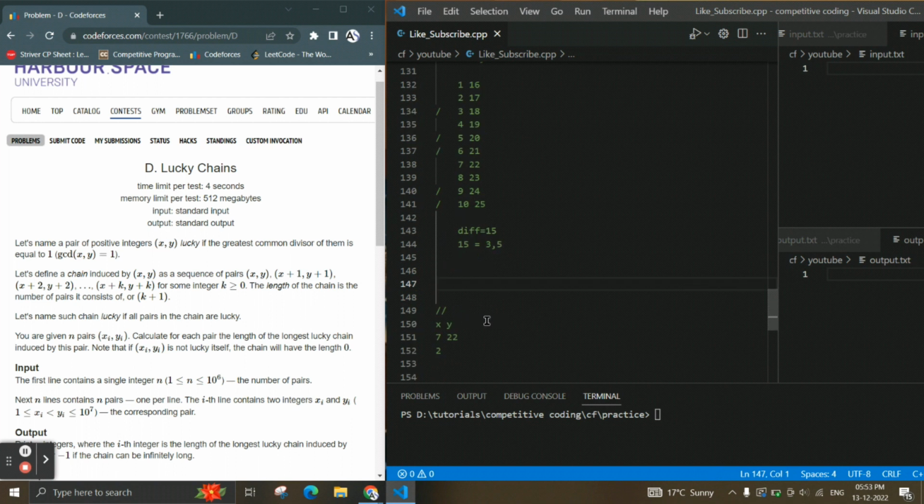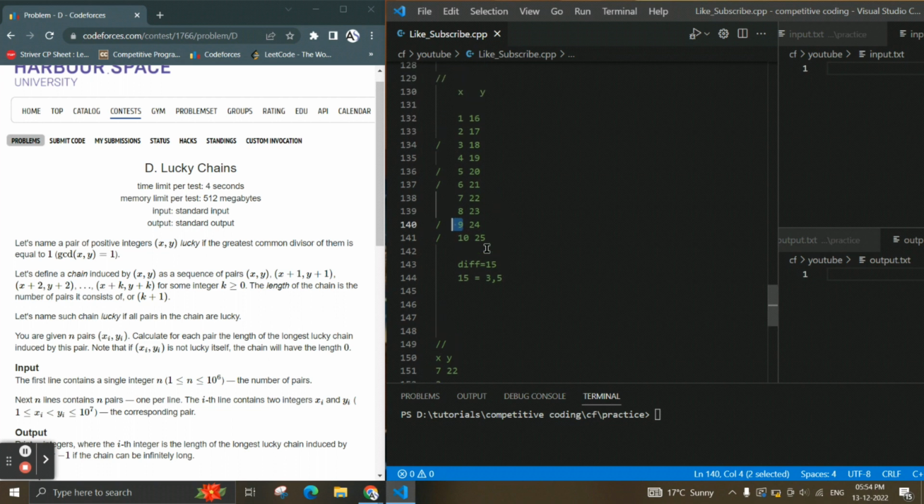Let's suppose you are given a pair of integers 7 and 22, which is also mentioned here, and you have to find the length of the longest chain. The answer is 2. Now you have to calculate the first value of x which is a multiple of a factor of 15. So 9 is the first value of x which is a multiple of a factor of 15. And in this way you can find the length of the longest chain.